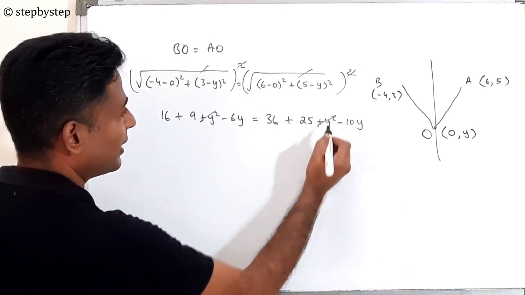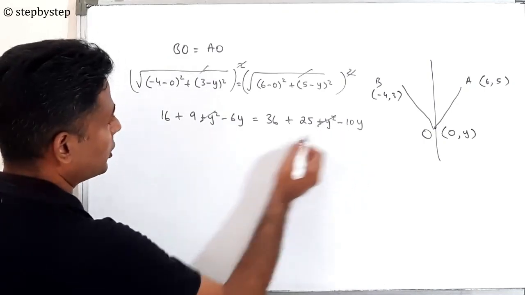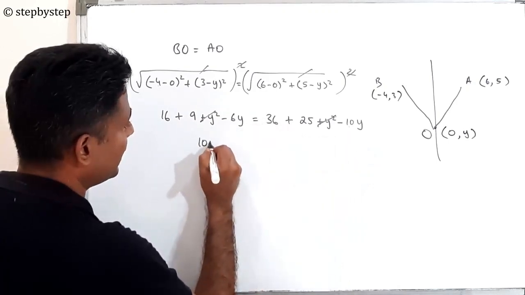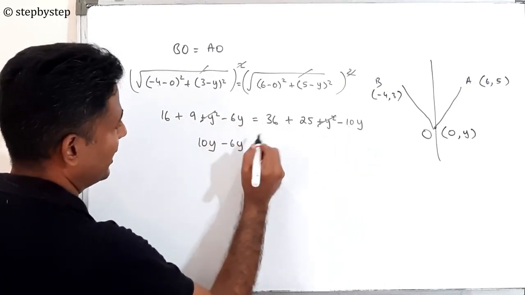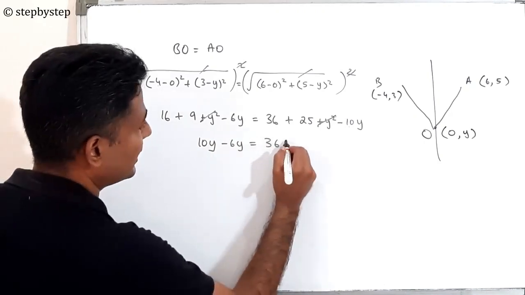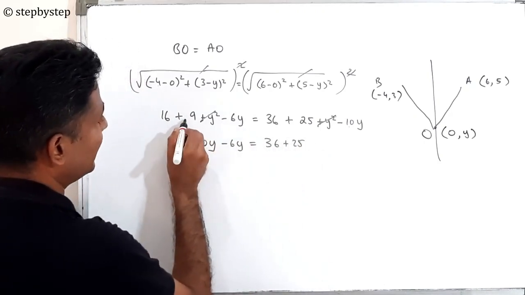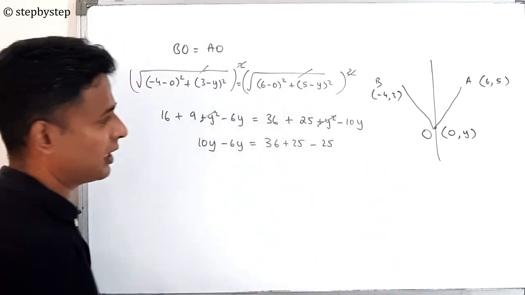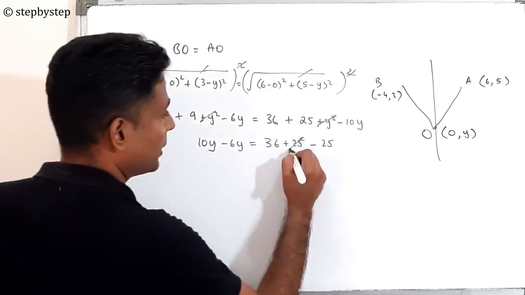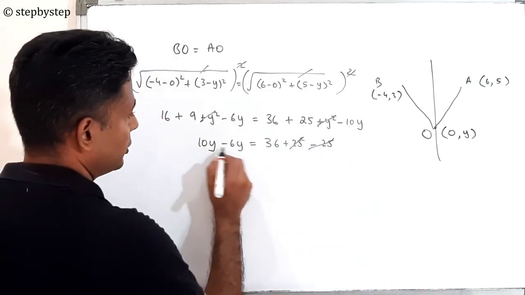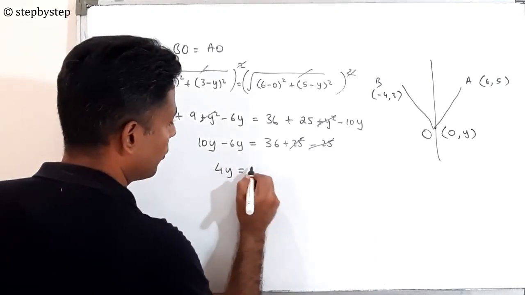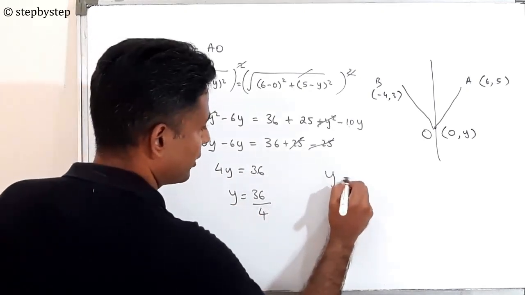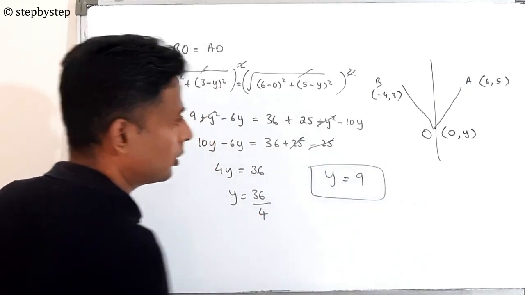So plus y square will cancel. Now I'll transpose y terms on one side and constants on the other. So minus 10y, when I get it this side, becomes plus 10y. And here minus 6y will remain. Here I'll write 36 plus 25, and I'll transpose 16 plus 9, that is 25, to the other side. It becomes minus 25. So plus 25 minus 25 will cancel. So 10y minus 6y, 4y equal to 36. So y equal to 36 by 4. So y is equal to 9. So the value of y is 9.